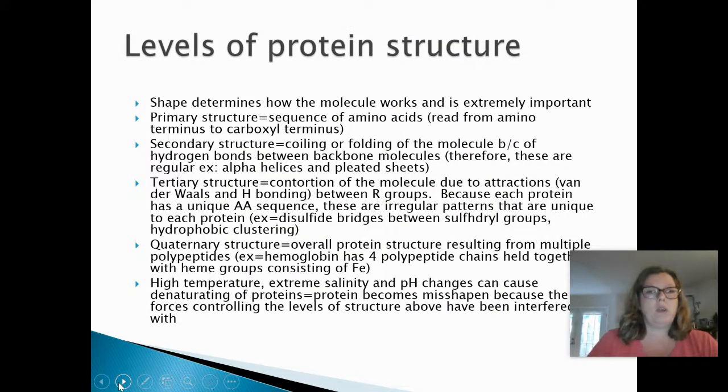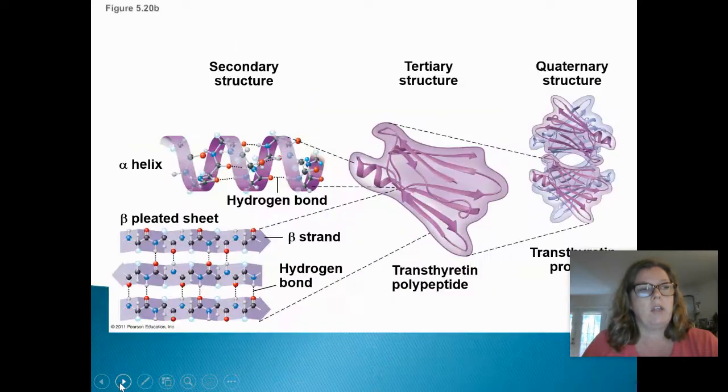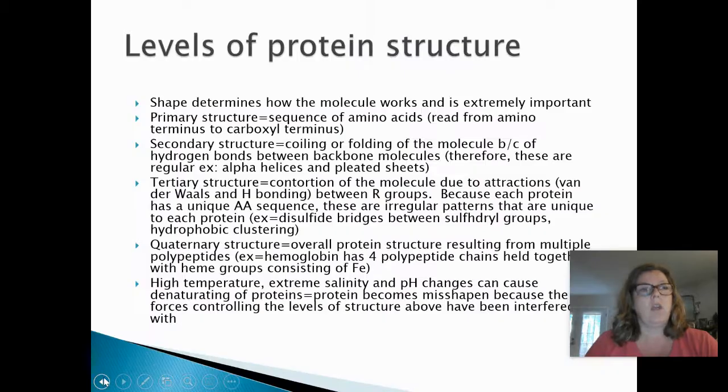And so you're either going to get a regular helix, like a twist, a coil, or a regular fold, like an accordion pleat on the backbone. That's the secondary structure, and it is due entirely to backbone interactions. So here's what a pleated sheet would look like, and here's what a helix would look like. All right, the next structure that's important is the tertiary structure.